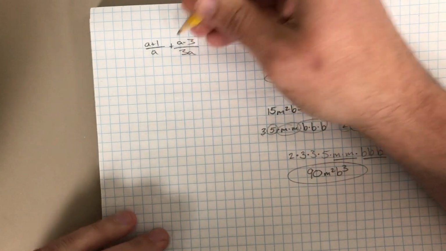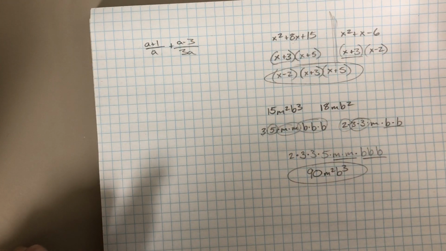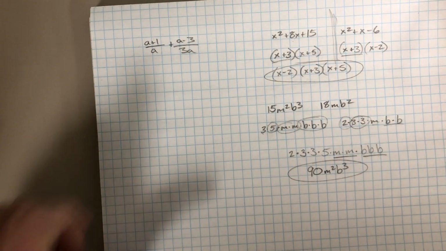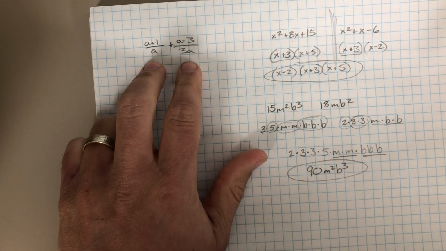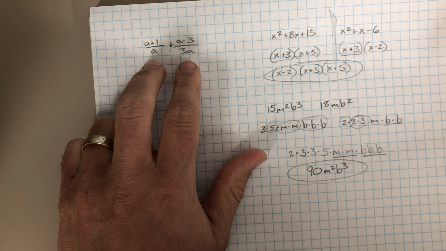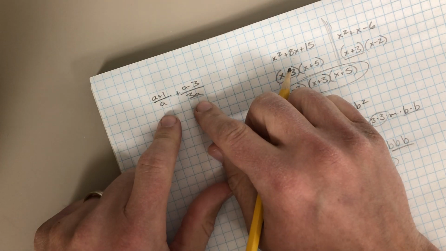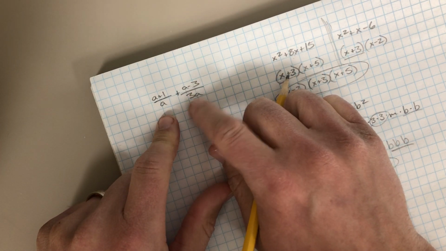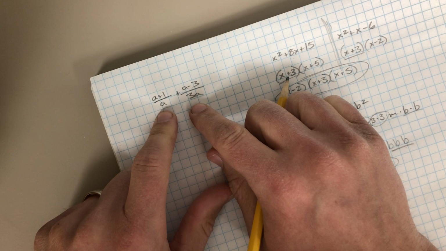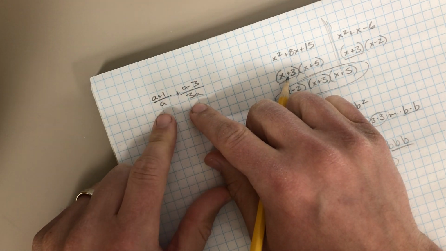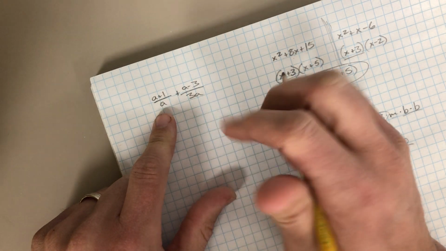Now, in order to add these, I need a common denominator. Looking at my denominator, I want something that's common between those two. If I break them apart, I can see that 3a is going to be my common denominator. So this one's already good. This one I have to change, and the way I can change this is I can multiply it by 3.